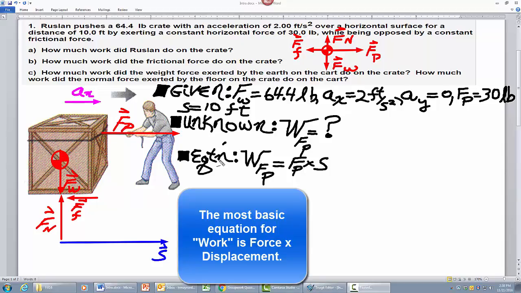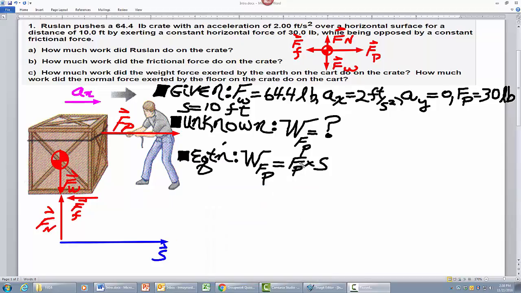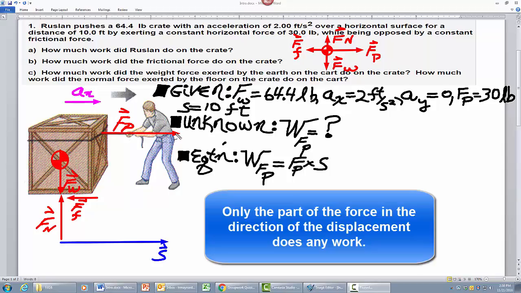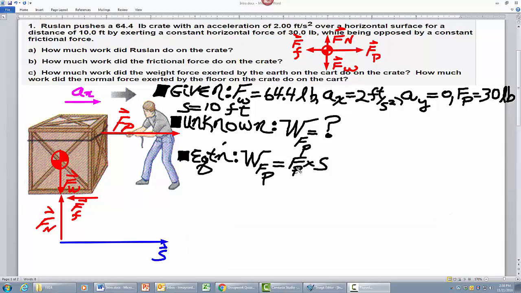The equation. The work for a constant force is the magnitude of the force, where only the part of the force in the direction of the displacement does any work, times the magnitude of the displacement. Since this is a horizontal force, all of the pulling force goes into doing work. The way you solve work problems is you use Newton's laws to find the force, and you use the equations of motion to find the displacement.